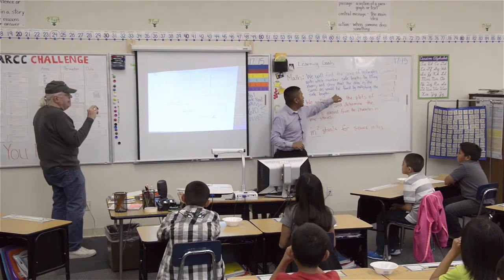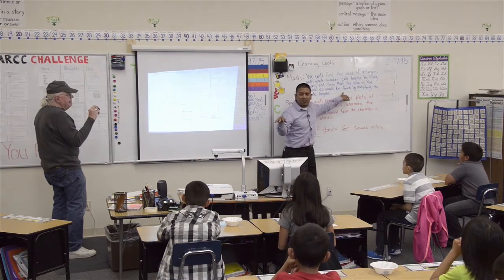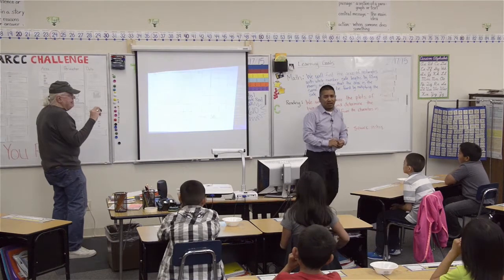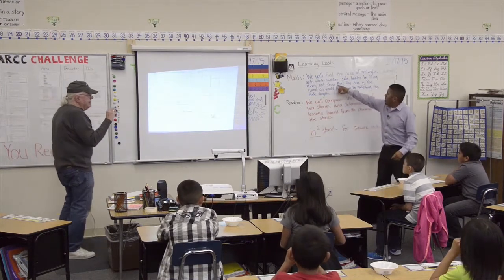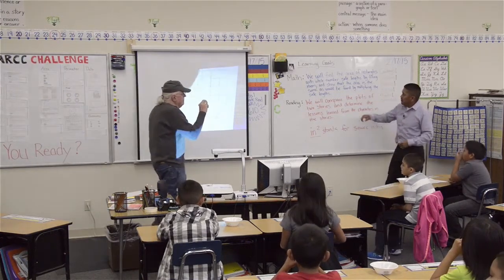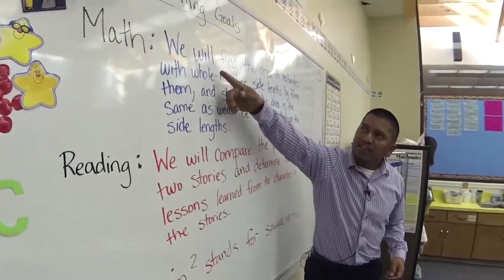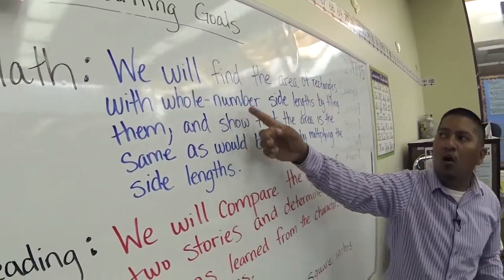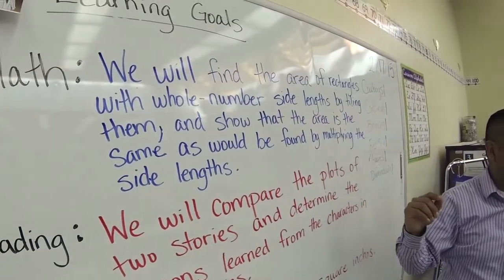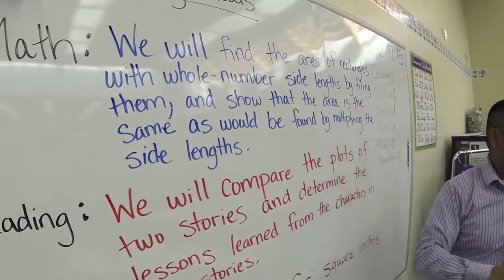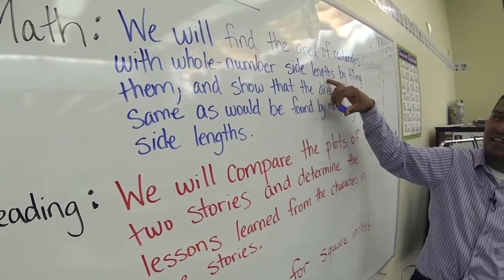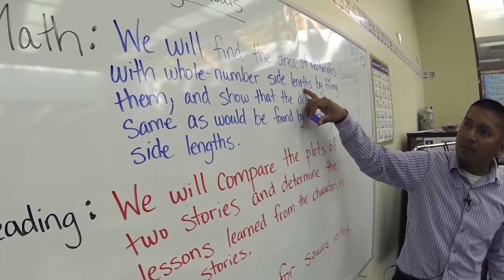But tomorrow we're going to start off with this, and I'm going to have you save these, because we're going to take out our blue colored pencils. This is the part I want to focus on tomorrow. So this is the part we did: we will find the area of rectangles with whole number side lengths by tiling them. We did tile it up, but we really didn't talk about side lengths, so we're going to talk about that tomorrow.